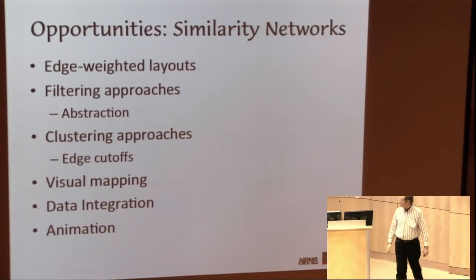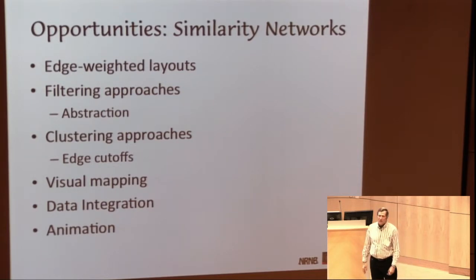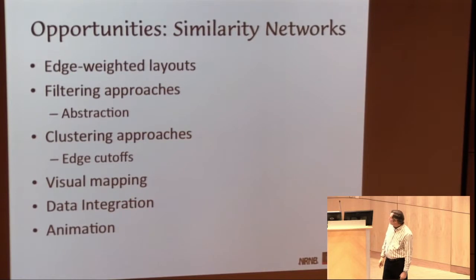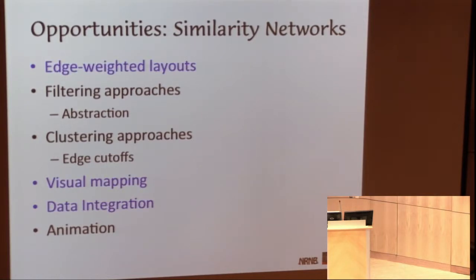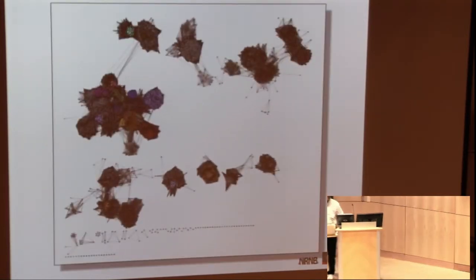So similarity networks. Edge-weighted layouts. In similarity networks, also true in protein-protein interaction and other kinds of interaction networks, you really want to consider the weights of the edges because you're talking about similarity. So it's really important to take that into account. Skipping ahead, I'm going to really focus on these three. Let's take a look at the first one.